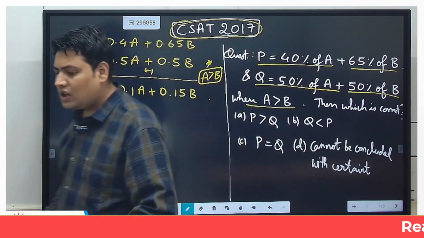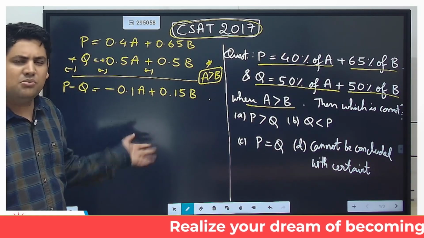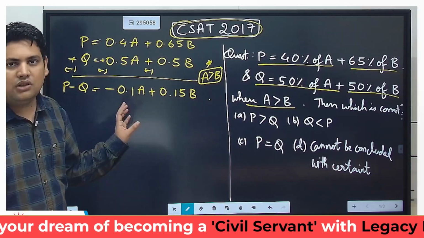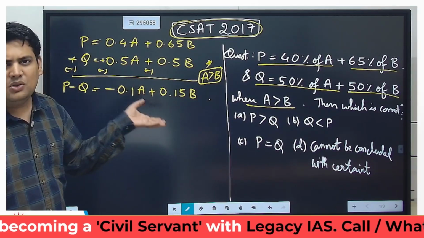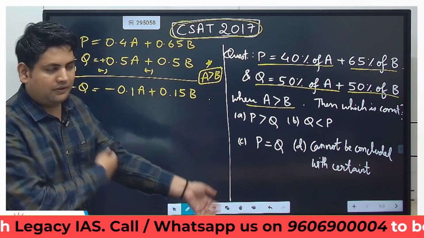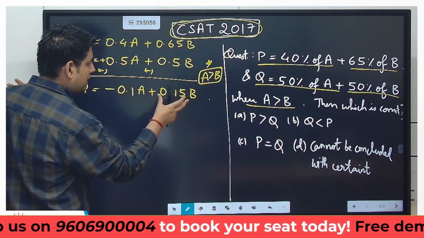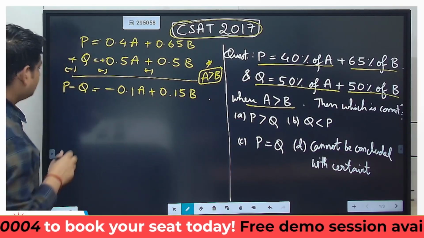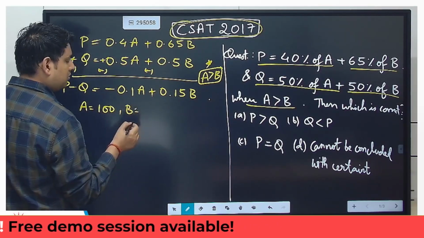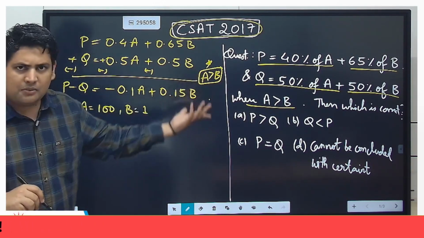Now first I will tell you the method that is given in most coaching institute books. First I will tell you that, okay. Then after that I will tell you a simple trick, or you can say a simple note point, through which you can do them directly. First let's try to get a feel of it using numbers. This is minus 0.1A plus 0.15B. Now if I assume A to be 100 and B to be 1, the condition A greater than B is satisfied, so I can take it.